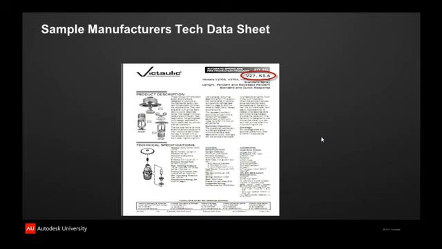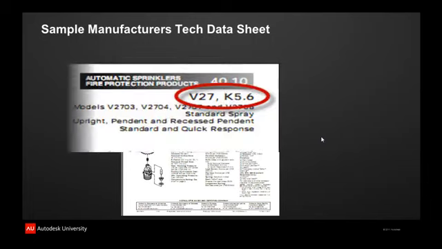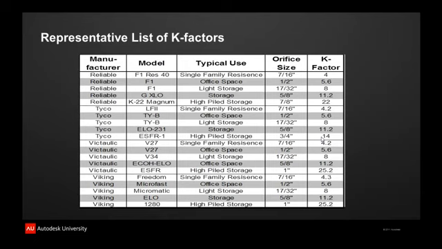We have in this next slide a sample of a manufacturer's technical data sheet showing where they publish that K factor. Rather prominently displayed in the upper right-hand corner of this particular cut sheet is the model number V27 and the K factor 5.6. I've also prepared a list of representative K factors for various manufacturers and model numbers.